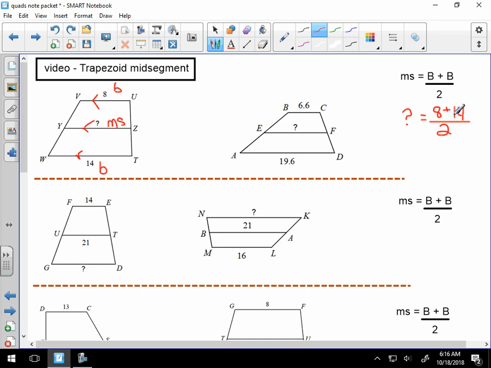Okay, so 8 plus 14 and then divided by 2. And then you'll have your mid-segment. Whoops, I'm not going to erase it just yet. Alright, so on this one, it's the same idea. So we're going to put that 6.6 in and that 19.6 in. And we'll do the exact same math here because we're trying to find the mid-segment. So this is our easiest type. All you do is add the bases up and cut them in half.